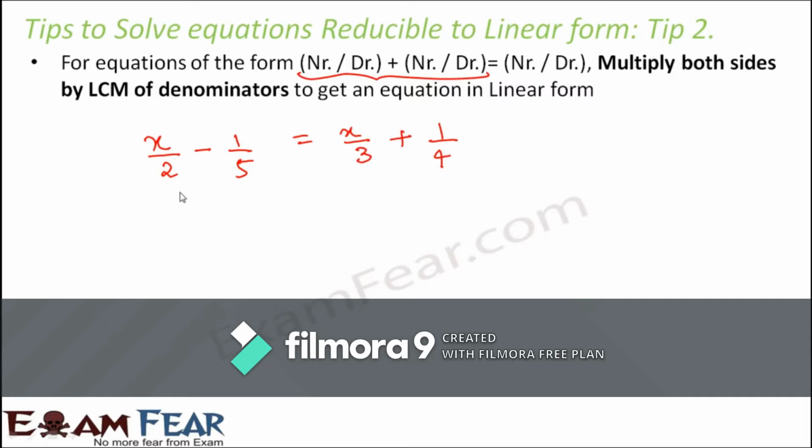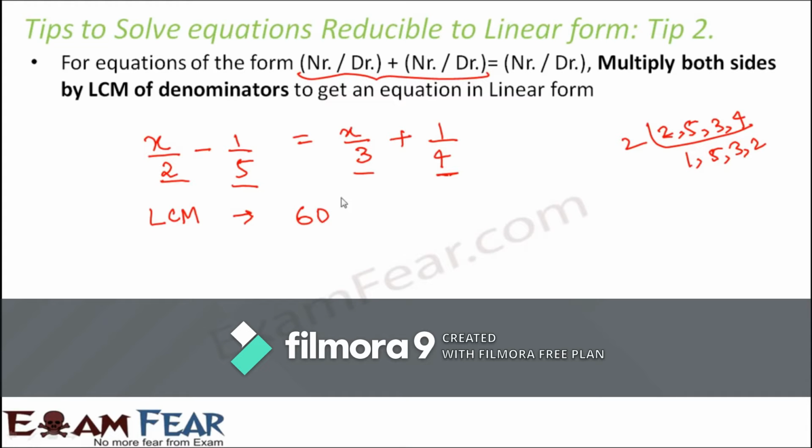Now what would be the LCM of the denominators? What are the denominators here? So here the denominators are 2, 5, 3, 4. So if you find out the LCM of 2, 5, 3, 4, what would be the LCM? The LCM would come out to be 60. Just try to find out LCM of 2, 5, 3, 4. So you would get something like this. So 2 into 2, 4 into 3, 12 into 5, 60. Therefore, the LCM would be 60.